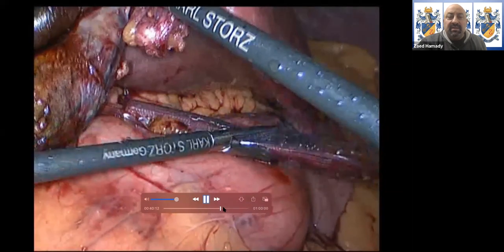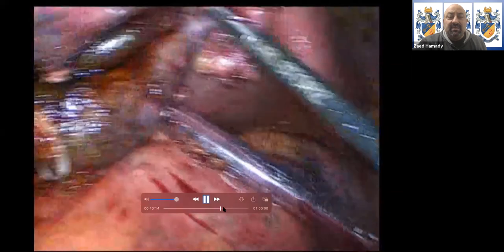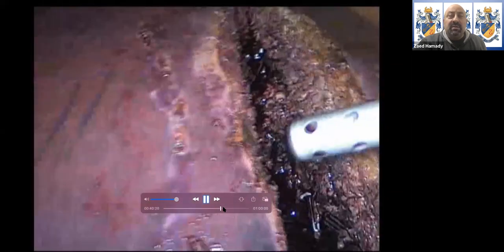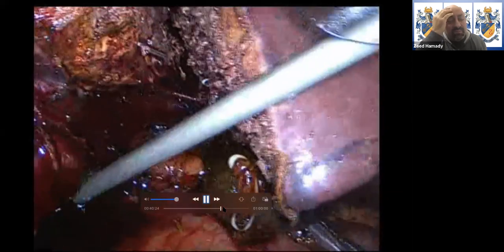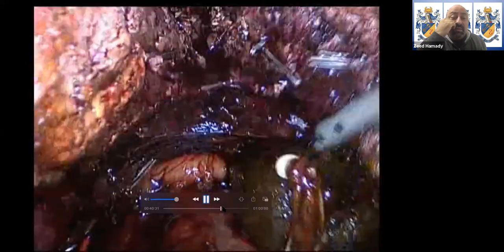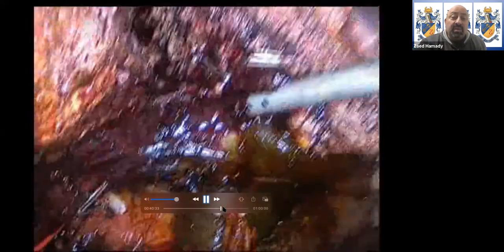So the Pringles are still released. You can see it's slack, it's not tight. And I usually just confirm every couple of minutes, because we have had an incident in the past where the Pringles was not very lax, and the liver can go into ischemia. And that's why I check it every now and then, to make sure it's completely relaxed.